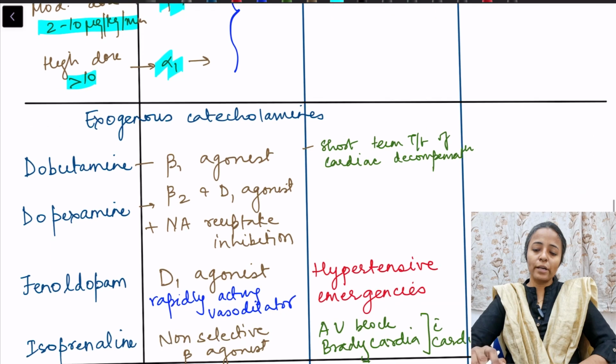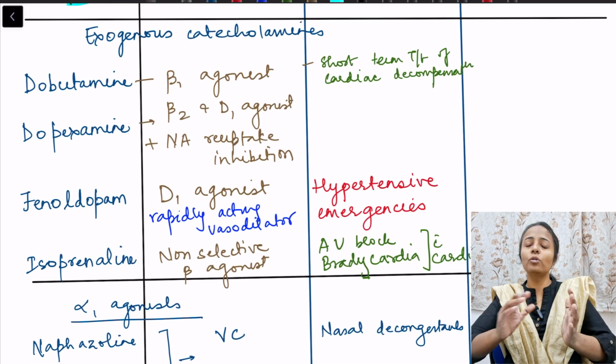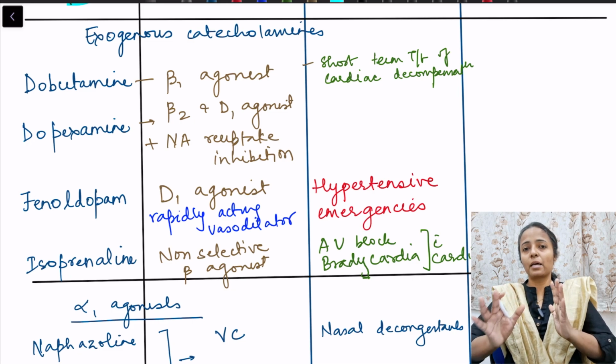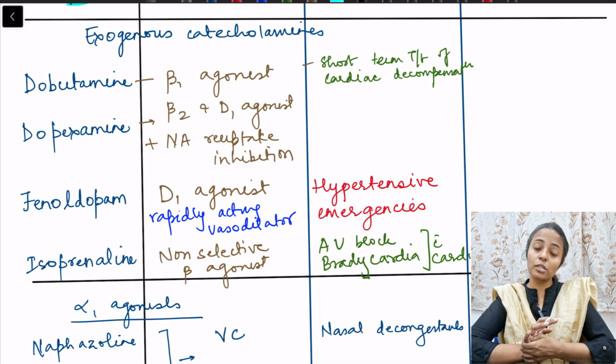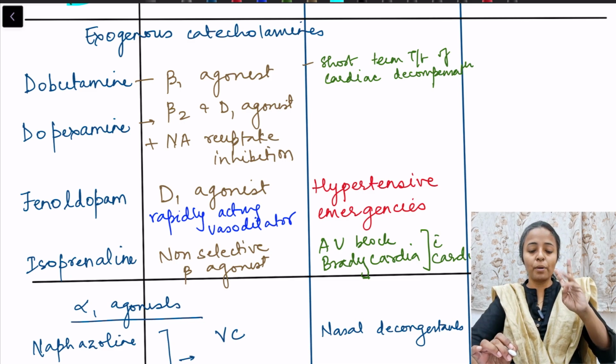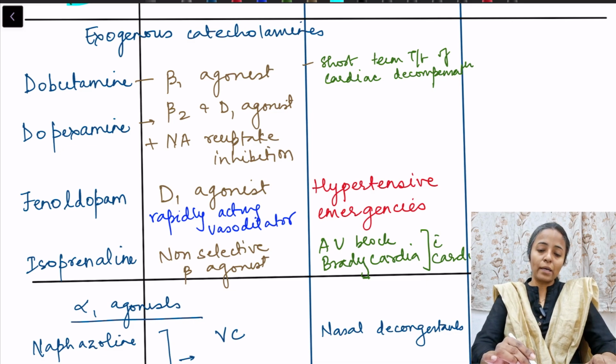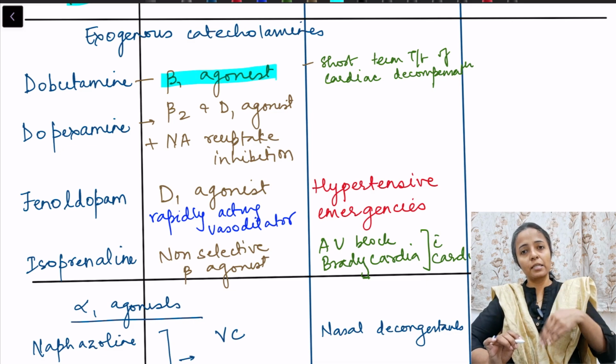Then moving on to exogenous catecholamines. After this, we will see how different receptors are being stimulated. So receptor based classification we will see after this. So exogenous catecholamines, we have dobutamine, dopexamine, fenoldopam and isoprenaline. Dobutamine is a beta 1 agonist. Okay, so we will discuss it again in beta 1 agonists when we are talking about that.